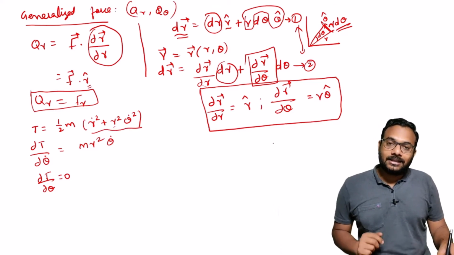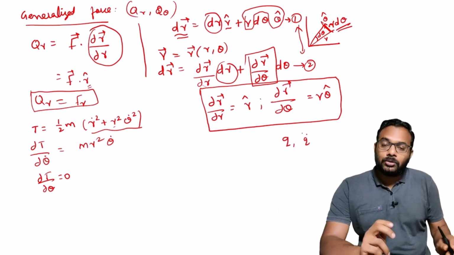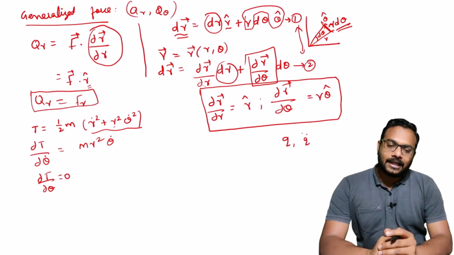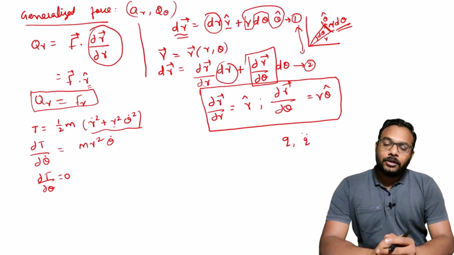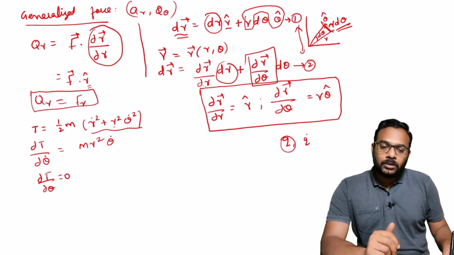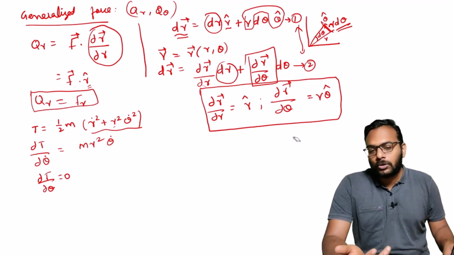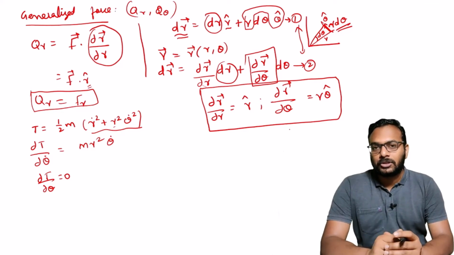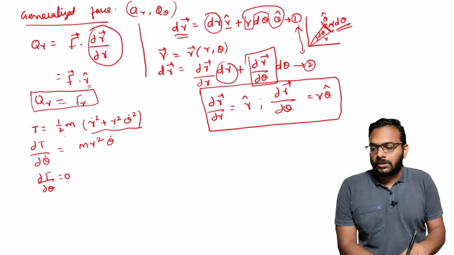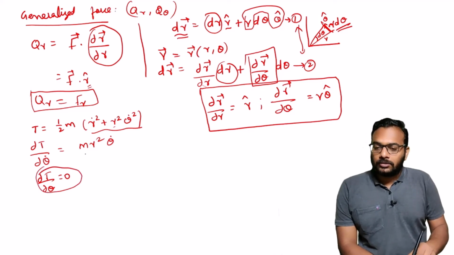One thing that I want you to keep in your mind is that you can treat q and q dot as independent. Alright, in the Lagrangian formulation, we can treat q and q dot as independent. So if you have a q, the partial derivative with respect to q dot will be 0. If you have a q dot alone, the partial derivative with respect to q will be equal to 0. Okay, so you see that here ∂T/∂θ is equal to 0.